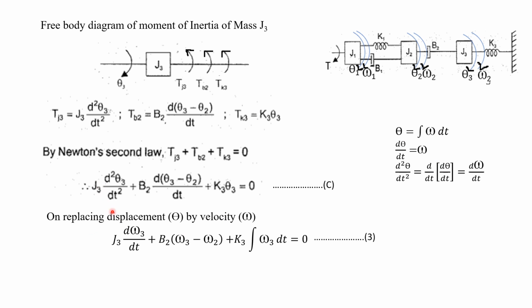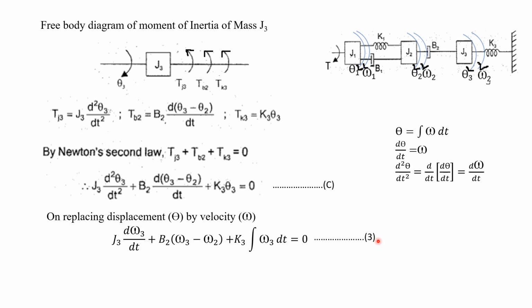For the first element, J3 into d square theta 3 divided by dt square, that is d omega 3 divided by dt. Then B2 into, this can be split into 2, d theta 3 divided by dt, that is nothing but omega 3, then d theta 2 divided by dt, that is nothing but omega 2. Plus K3 into, this theta can be written in terms of omega as integral omega dt, that will be equal to 0. So this is equation number 3.